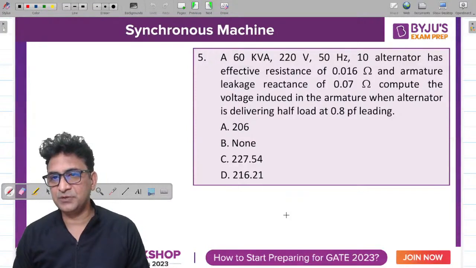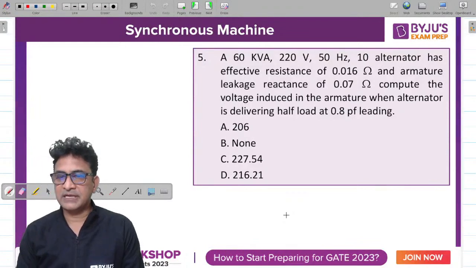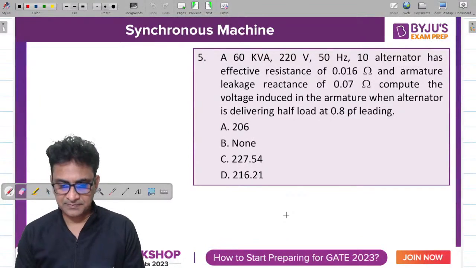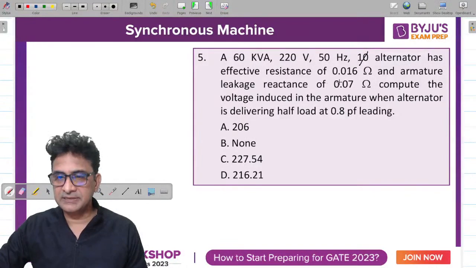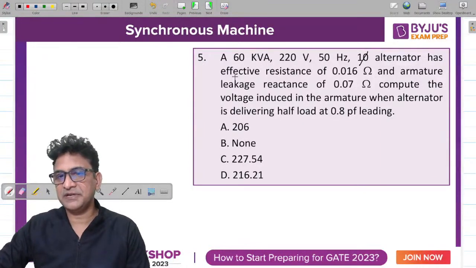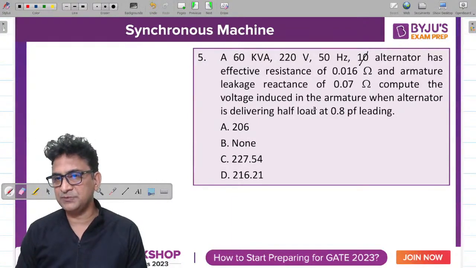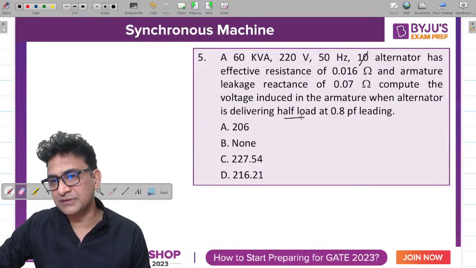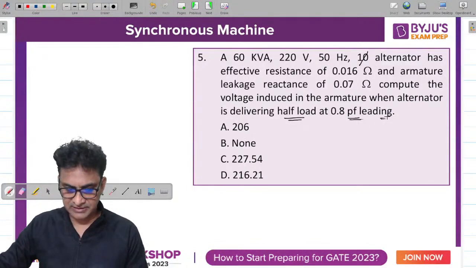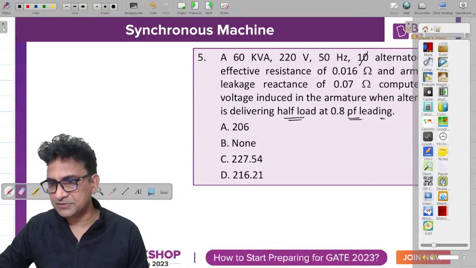A 60 kVA, 220 volt, 50 Hz alternator has an effective resistance of, sorry, it is a single phase alternator, not three phase. The single phase alternator has an effective resistance of 0.016. Effective means the AC resistance, and an armature leakage reactance of 0.07. Compute the voltage induced in the armature when the alternator is delivering half load at 0.8 power factor leading. I am giving you 4 minutes to solve this question.